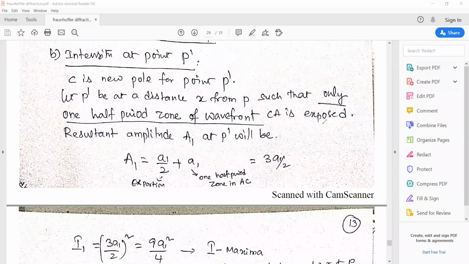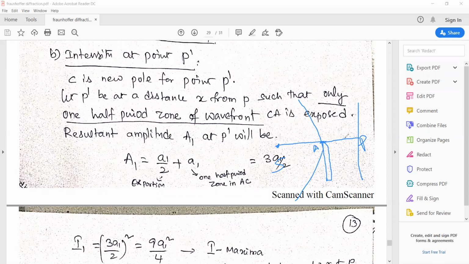So there is a straight edge obstacle. Okay. There is a screen, and this point is P. Okay. This point is P, and there is point source S. Okay. So there is a cylindrical wavefront. Okay. So this point is called A.